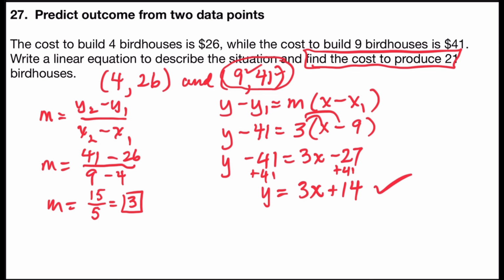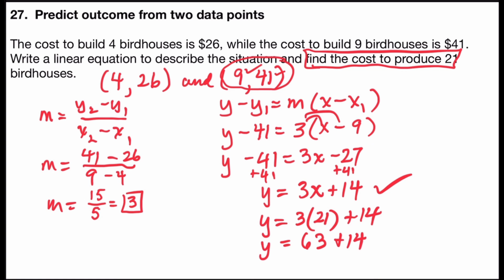Now that we have the function, we're going to say cost is equal to 3 times the number of birdhouses, 21, is our x, plus 14. Then we'll use the order of operations. 3 times 21 is 63. 63 plus 14, the cost to produce 21 birdhouses would be $77.